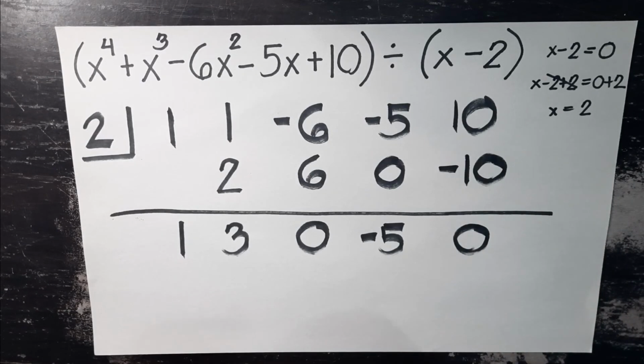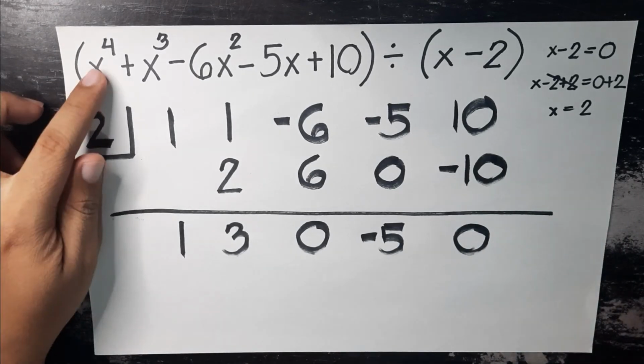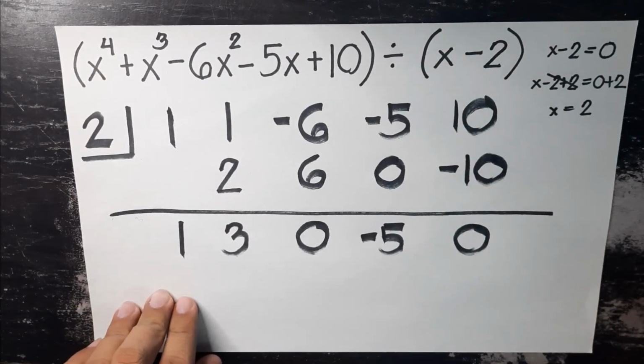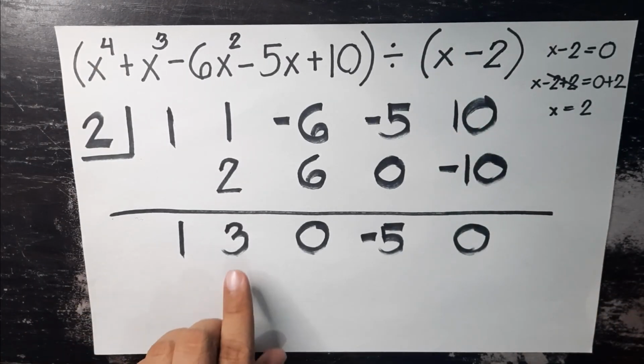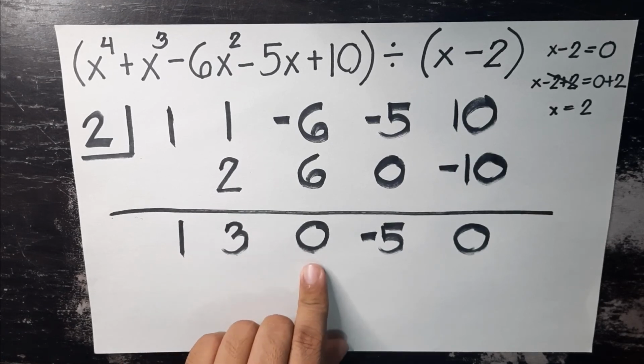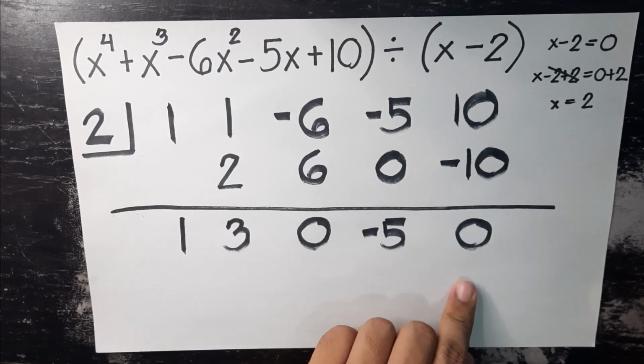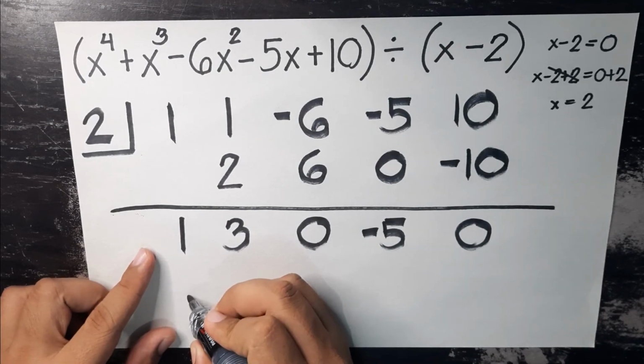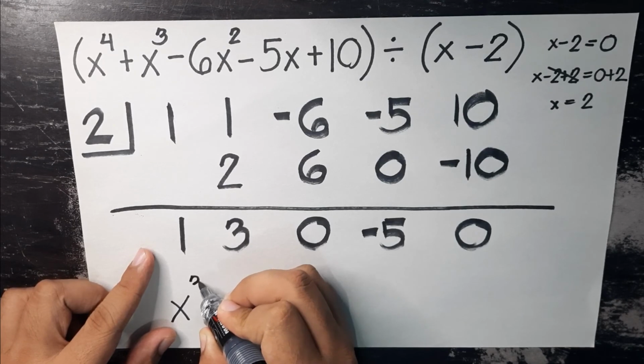Now, how do we write our answer? This is in fourth degree, divided by first degree, so our answer will start in third degree. So third degree, second degree, first degree, constant, remainder. So let's start with the third degree, 1. So this is x cubed.